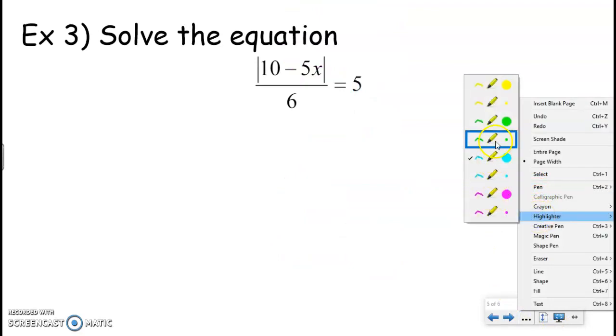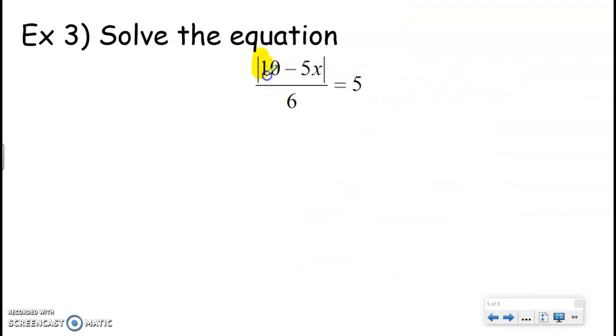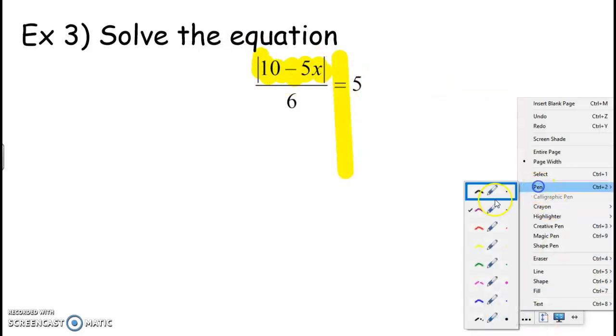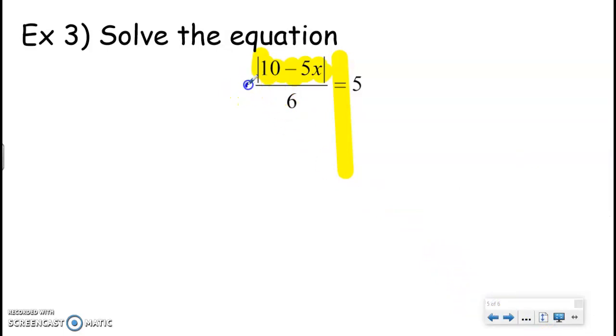Next problem. Notice that we have an absolute value on the top of the fraction, but there's extra stuff that's not inside the absolute value, so we need to cancel that before we can do anything else. So a big fraction is really just a division problem, so I'm going to multiply by the denominator on both sides. So I'm going to do times 6 on the left side, which cancels, and then 5 times 6 on the right side gives me 30. Let's write 5 again.